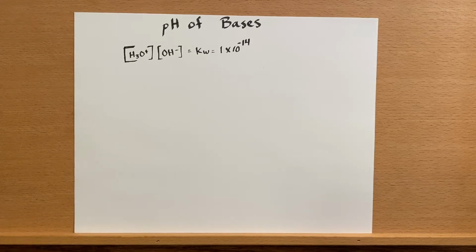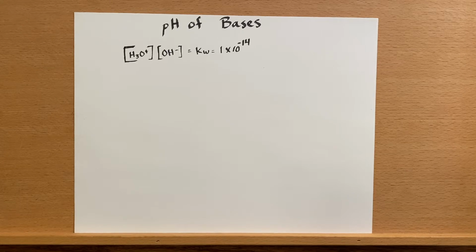Let's calculate the pH of bases. Now, unlike acids, where when they dissociate, they directly make H plus, and then we can just take the negative log of that to get the pH, if we did the same thing with bases, we would get pOH. And that's not what we're asking. That's not what we're looking for. We're looking for pH. And so we will need to convert the hydroxide concentration into H plus concentration.